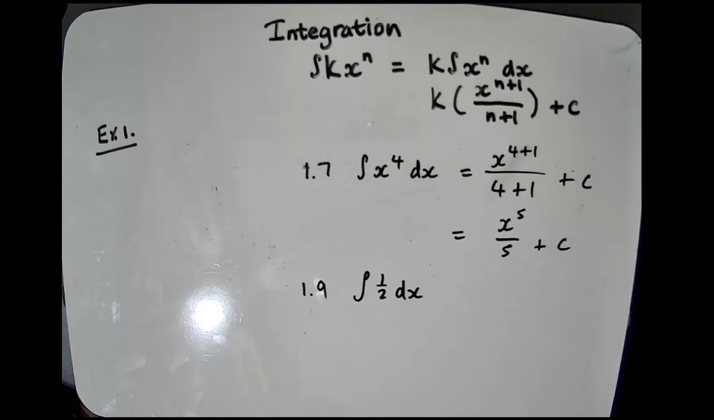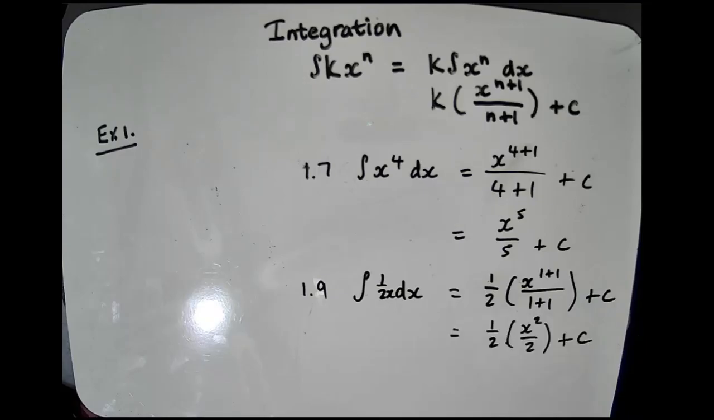1.9, we have a half dx. So don't forget that's a half x dx. And then we can add 1 to the exponent, copy it in the denominator, and then we'll get x squared over 2. 1 times x squared will give us x squared, 2 times 2 will give us 4. And so x squared over 4 plus c is our answer.